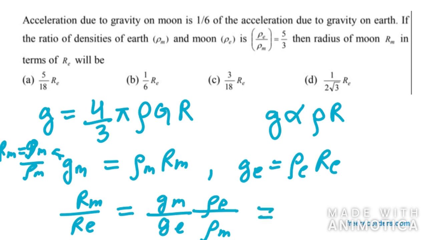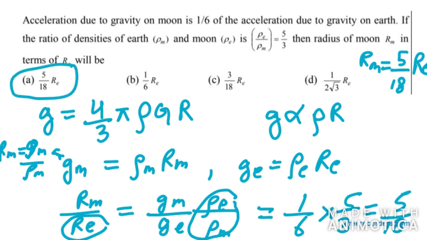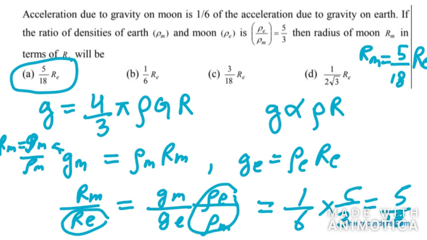As you know, rho e over rho m is given as 5 by 3. So I will put the value of 5 by 3 here, and Gm over Ge in this case is given as 1 by 6. So it will be 1 by 6 into 5 by 3, which is 5 over 18 Re, because Re is here. So my equation is Rm equal to 5 over 18 Re. That means the first value. So let's start with the next one.